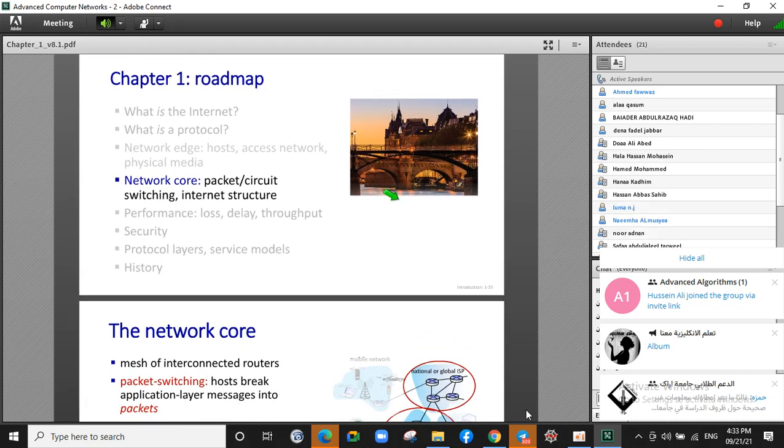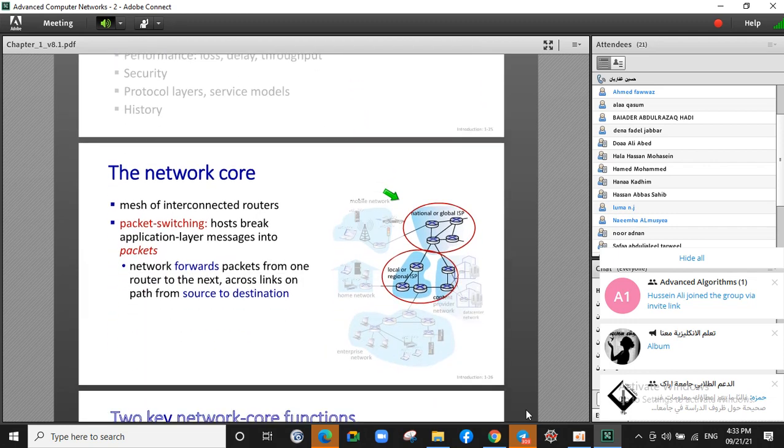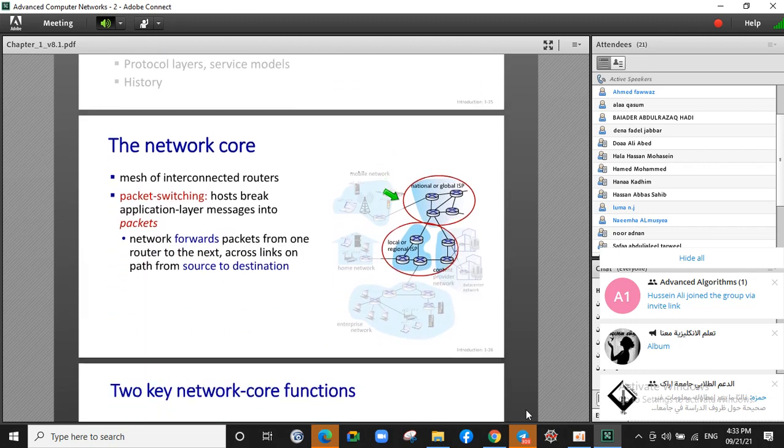The next topic is about the network core. Until now, we talked about the network edge, applications, users, links, access network, and something like that. But what is inside the network core? As we talked about in the last section, the network core is like very big bridges connecting sources to destinations, a mesh of interconnected routers.